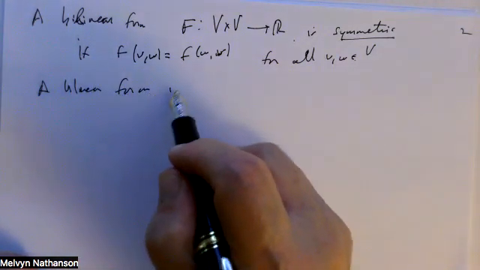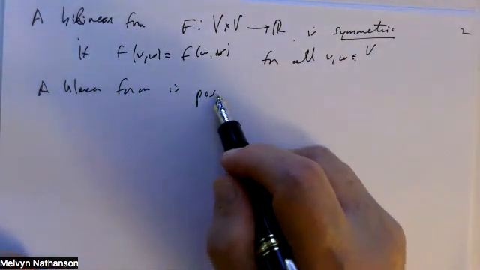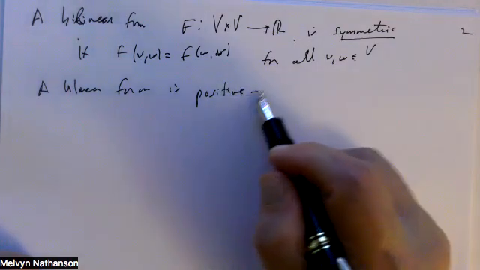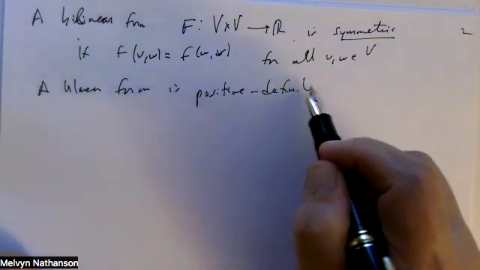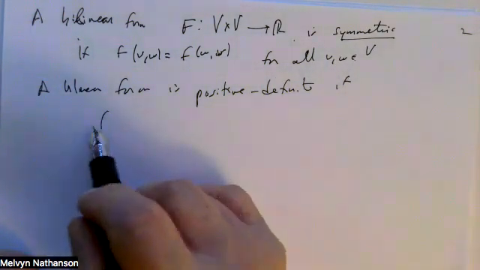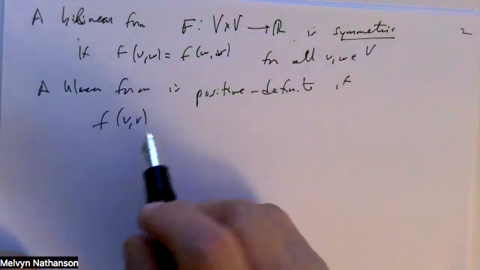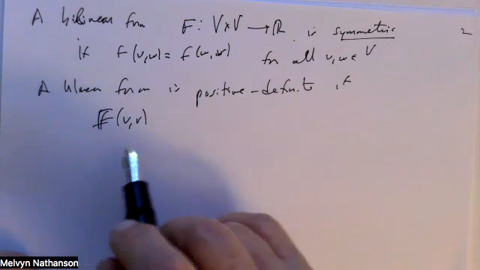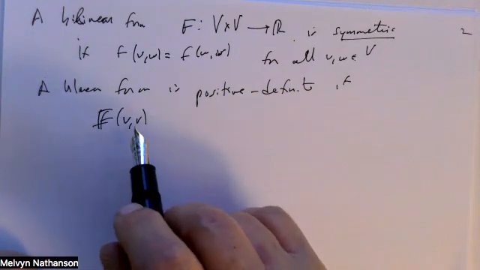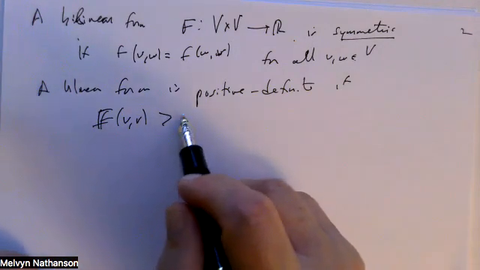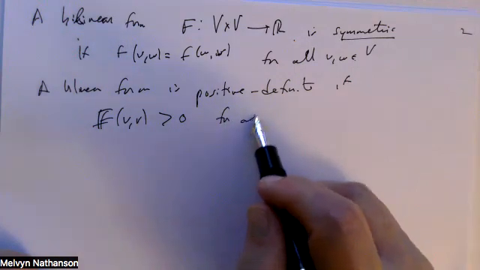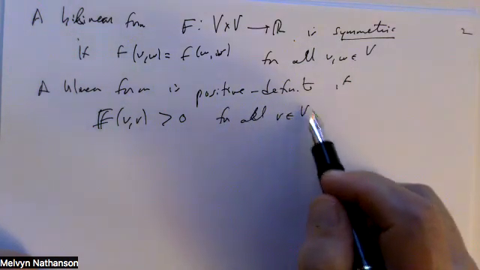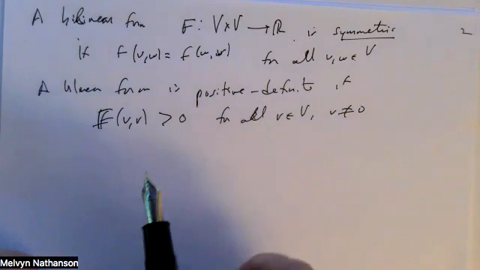A bilinear form is positive definite if f of (v, v), you apply the form to the pair (v, v), is positive for all vectors v not equal to 0.